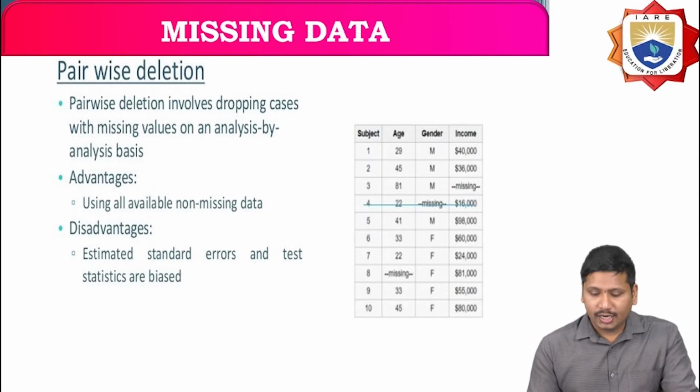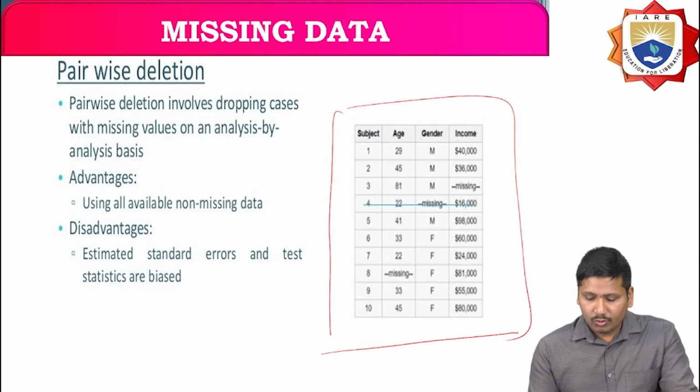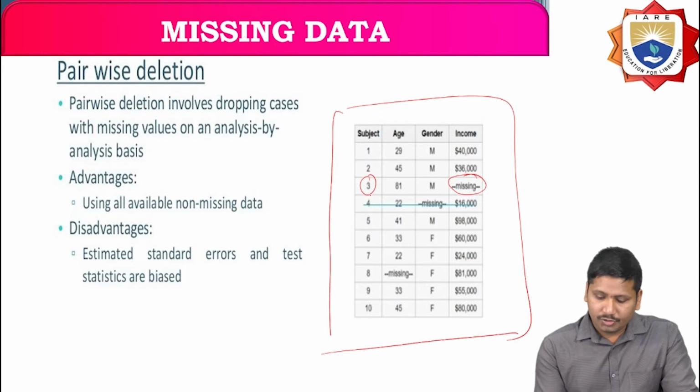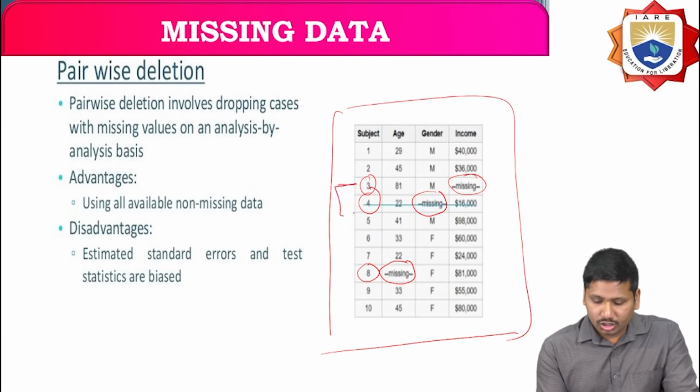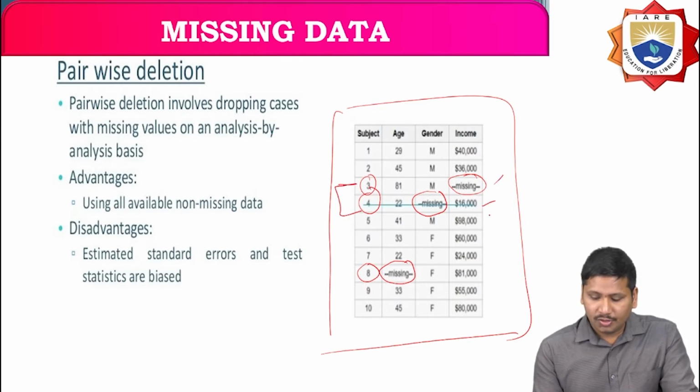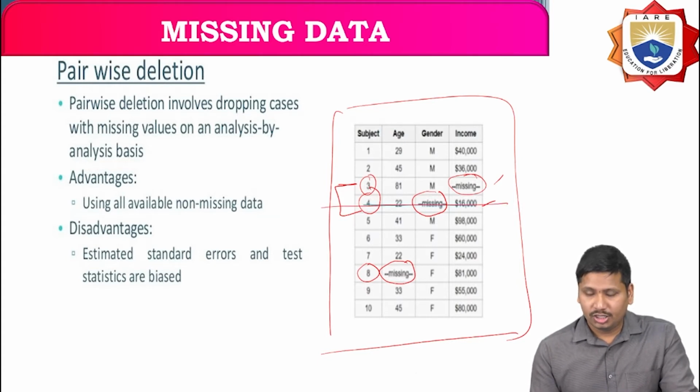So let's take an example here. See the right side, I have the example here. In subject 3, I have missing data in the income column. Similarly, in subject 4, I have a missing value in the gender variable, and in subject 8, I have a missing value in age. Pairwise deletion means whenever two consecutive rows have missing data, I can delete one of the missing data. That is pairwise deletion, right?